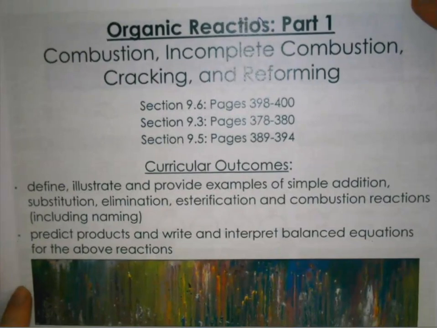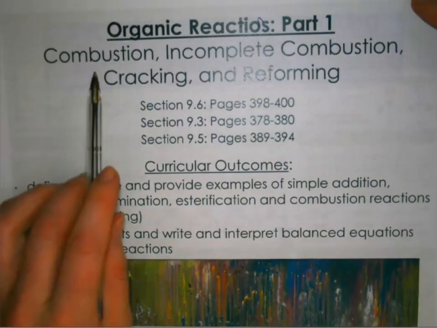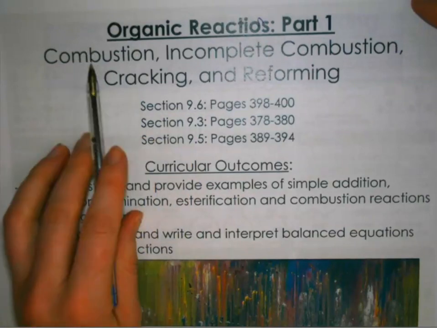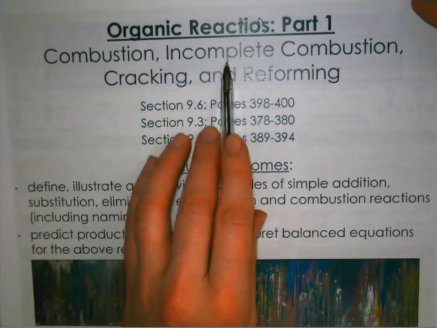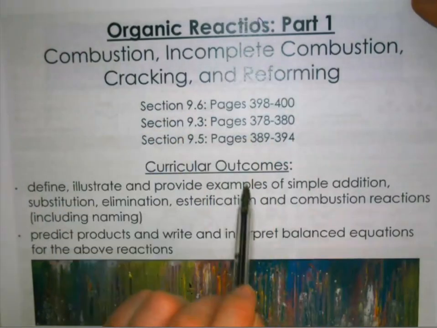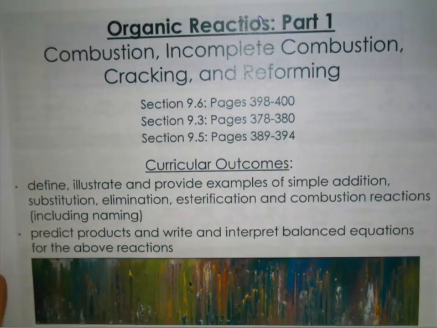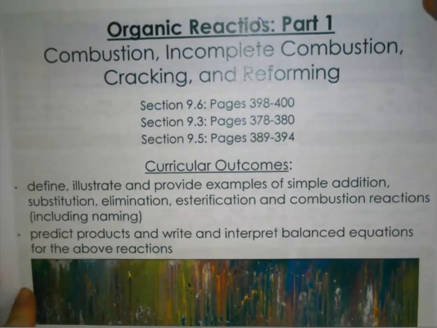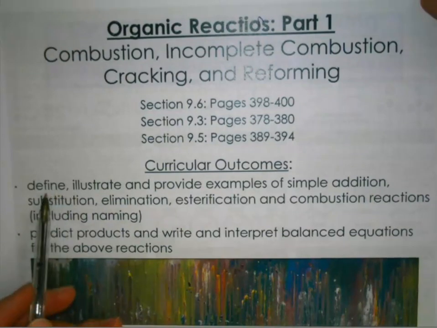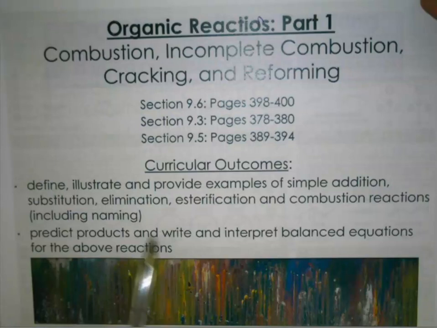So today we're looking at combustion and incomplete combustion. Combustion you still know from Science 10 and Chem 20. Incomplete combustion is just a slight difference on combustion. Then we're also going to look at different types of cracking and reforming. In terms of curricular outcomes, you need to be able to define these different types of reactions and give some basic examples.